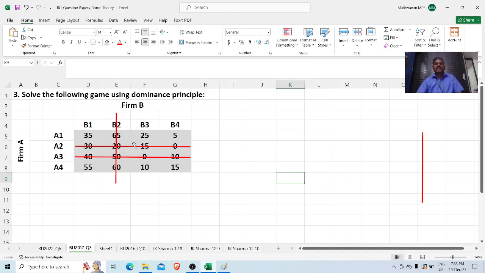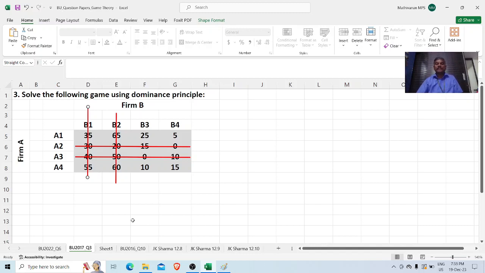That means strategy B3 is dominating strategy B1 in terms of losses. In other words, strategy B3 results in lesser losses compared to strategy B1. So we will eliminate strategy B1. And the resulting matrix is B3, B4 strategy for firm B, A1, A4 strategy for firm A.